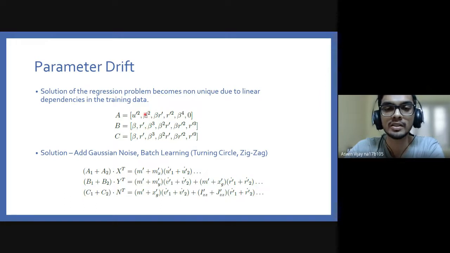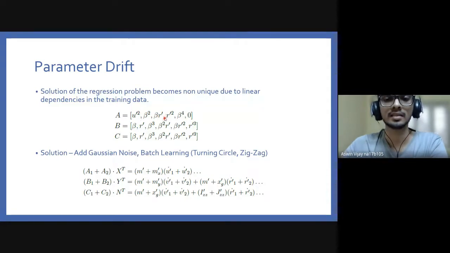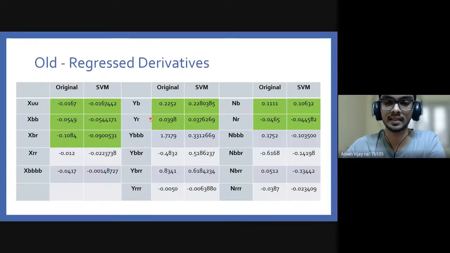If beta square and beta r are linearly dependent, the regressor won't actually know how much weight to give to the beta square factor or the beta r factor. Thus, even though the end result, if I were to plot the trajectory of the regressed derivatives, would be the same, the actual coefficients may vary. So that is what is happening and is why it is causing this error here.